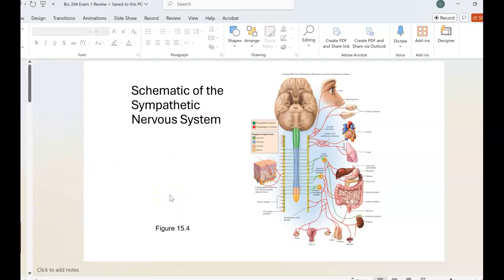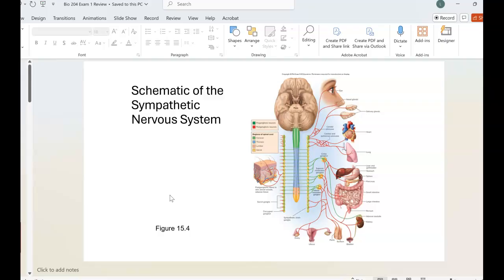One of the things that you want to be able to do, just like we had to on the lab quiz, is to recognize the schematic of the autonomic nervous system. So this schematic you can see is of the sympathetic nervous system, and there are some different characteristics that you can see with this picture. One, you can see that the neurons are originating in the middle of that spinal cord.